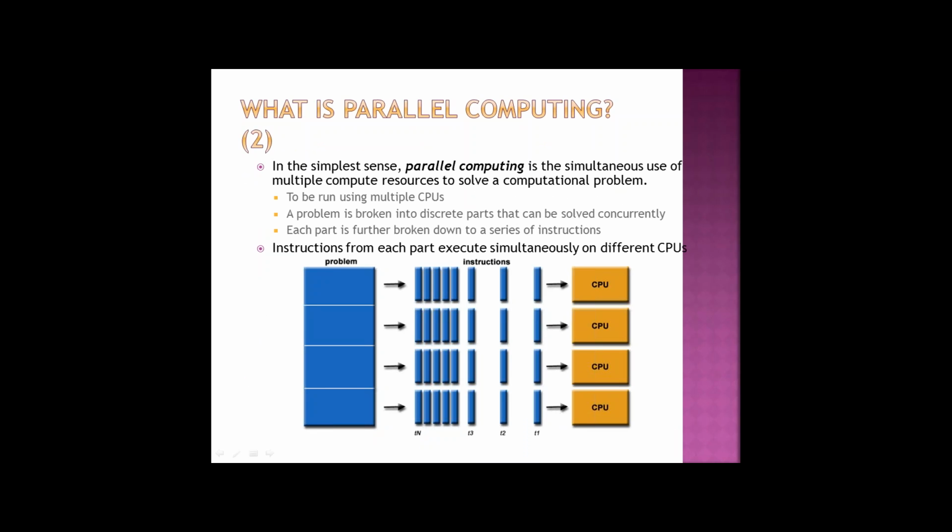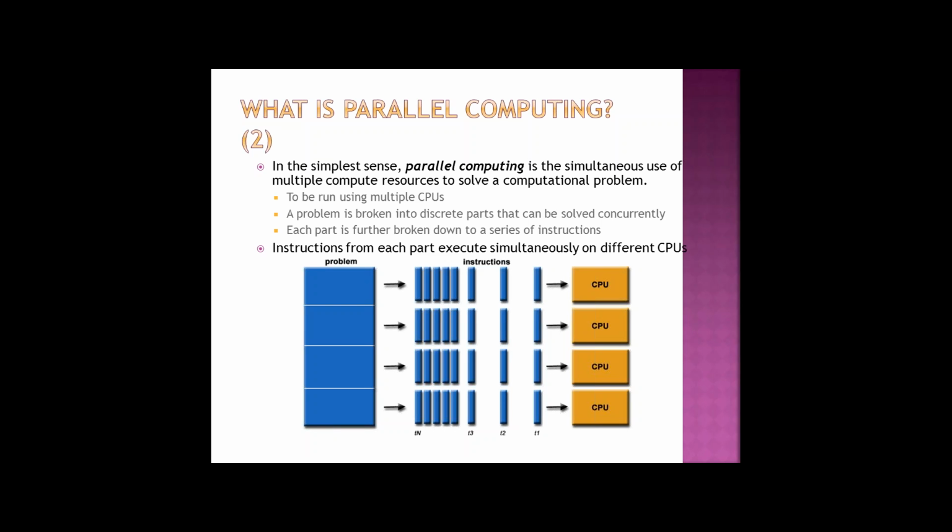In the simplest sense, parallel computing is the simultaneous use of multiple compute resources to solve a computational problem. That is, simultaneous means side by side use of multiple compute resources. We are using the resources side by side to solve a computational problem. That is, more than one instruction is executed at the same time. This says to be run using multiple CPUs, that is, at the same time multiple CPUs are executing.